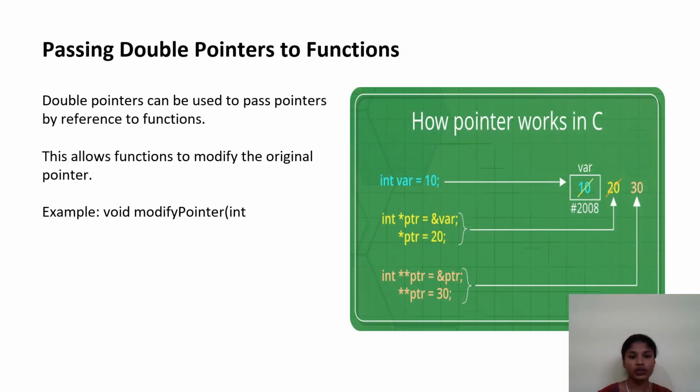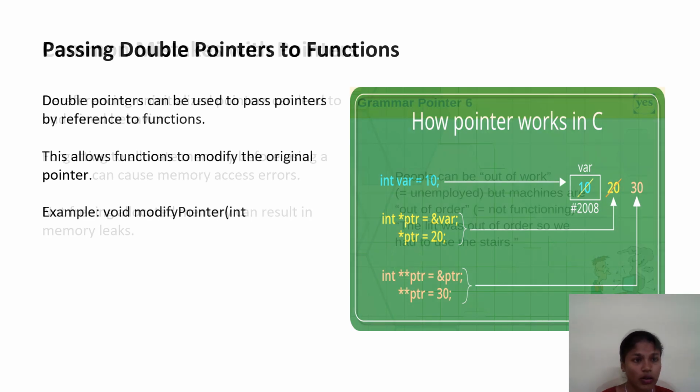Passing double pointers to functions. Double pointers can be used to pass pointers by reference to a function. This allows the function to modify the original pointer. Double pointers are used to store the address of another pointer. The first pointer stores the address of the variable and the second pointer stores the address of the first pointer. For example, void modify pointer int.